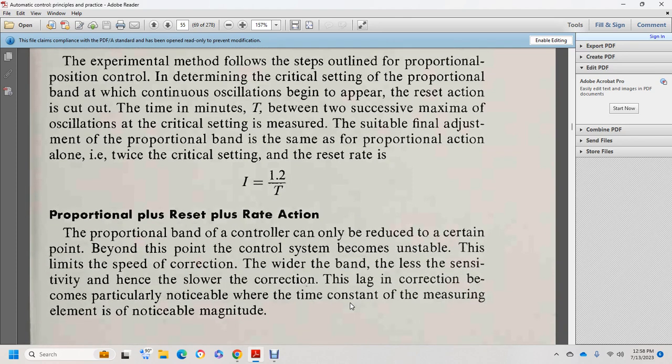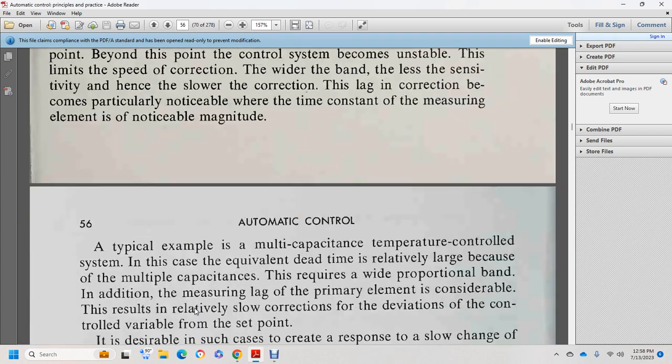Proportional plus reset plus rate action. A proportional controller can only be reduced to the point where the controller system becomes unstable. With the correction of the wide band, the less the resistance of the system, the slower the correction. The lagging correction becomes particularly noticeable where the time constant of the measuring element is of noticeable magnitude.